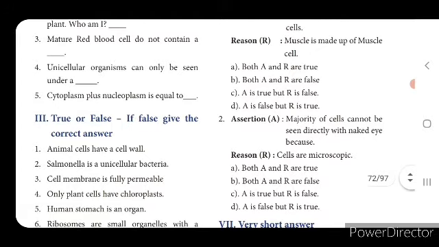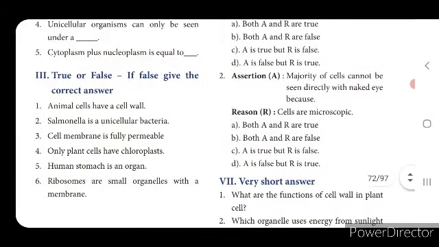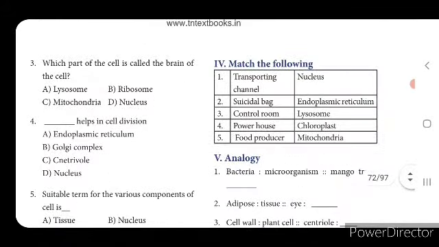Then true or false? Animal cells have a cell wall. False. Salmonella is a unicellular bacteria. True. Cell membrane is fully permeable. False. Only plant cells have chloroplast. True. Human stomach is an organ. True. Ribosomes are small organelles with a membrane. False. Then match the following.